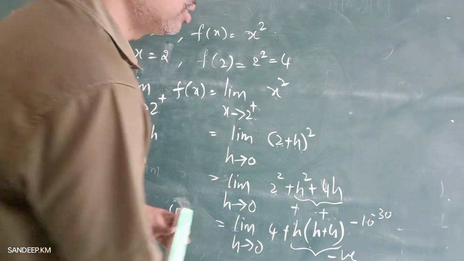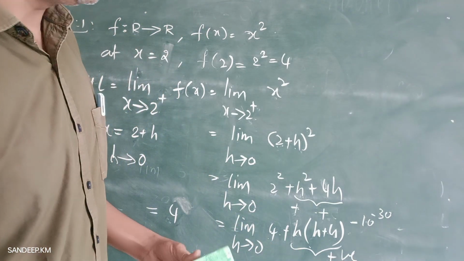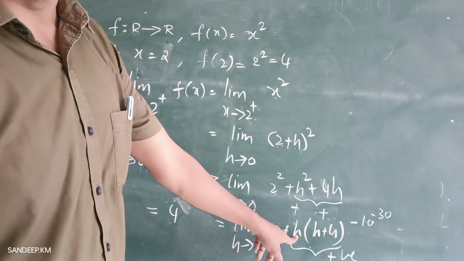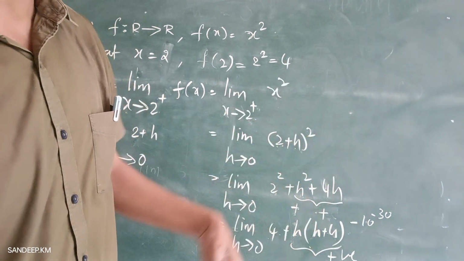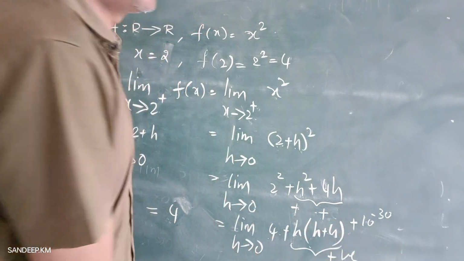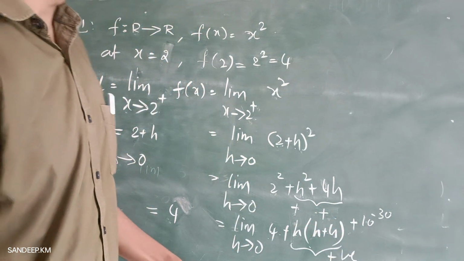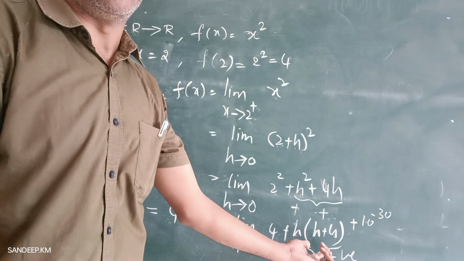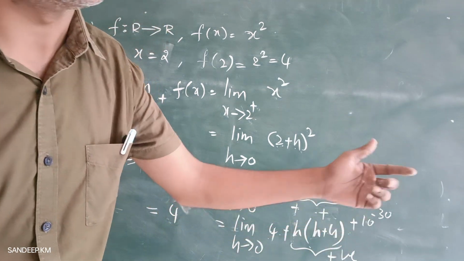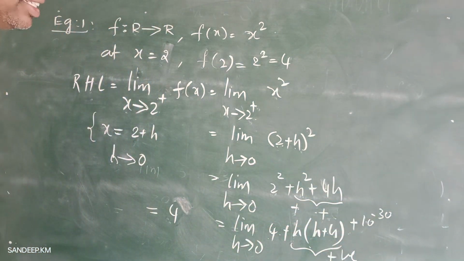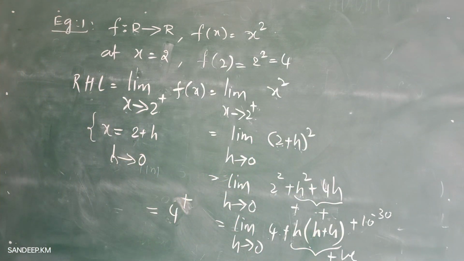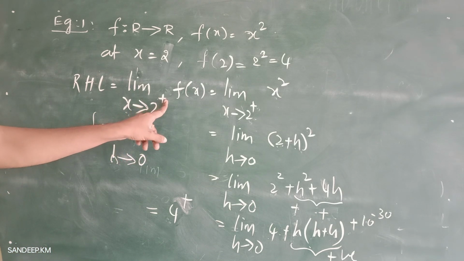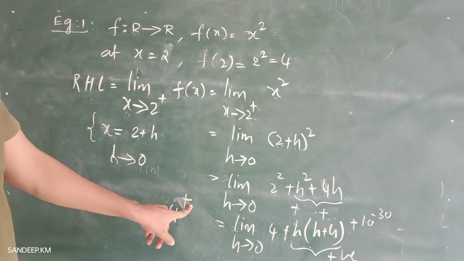Positive into positive is positive. And what type of value? H is 0.00000 and so on into some number is also 0.0000 into so on. For example, plus 10 power minus 30. It is a positive value. This entire value is positive value and its value is like 0.0000 and so on. So your final answer is 4 plus 0.0000 and so on. That means your answer is 4 plus. Okay, when x is approaching 2 from the right side, f of x is approaching 4 from the right side.